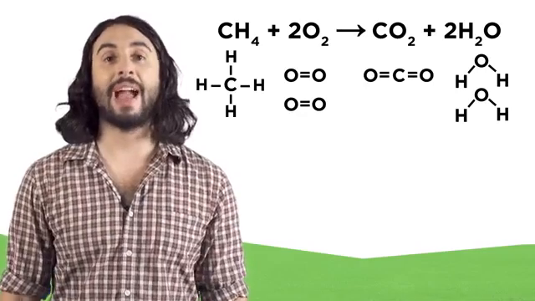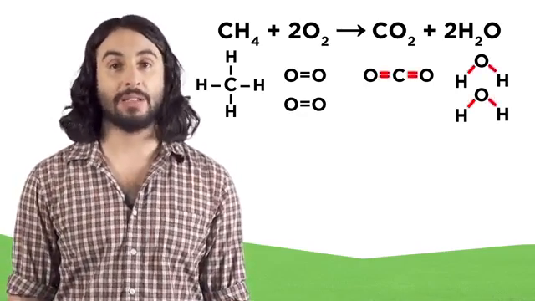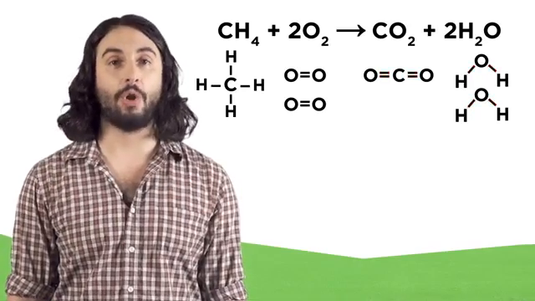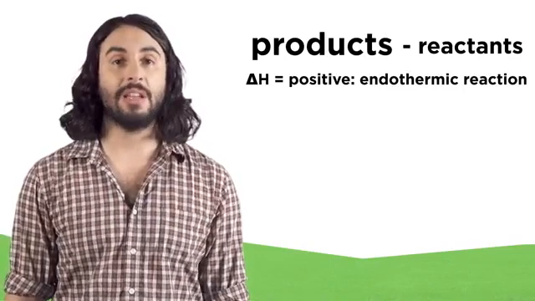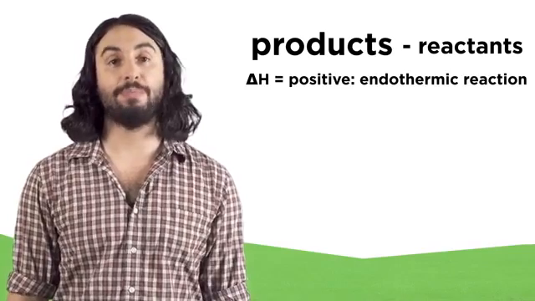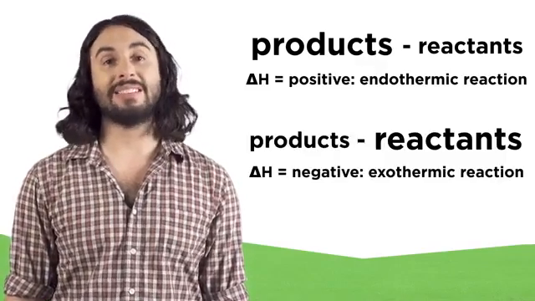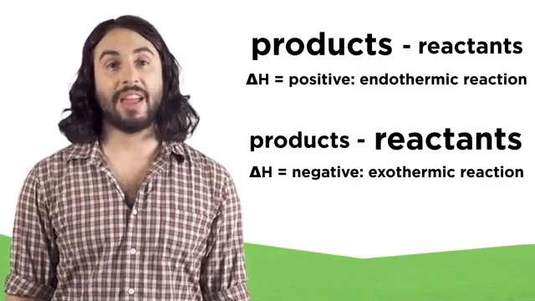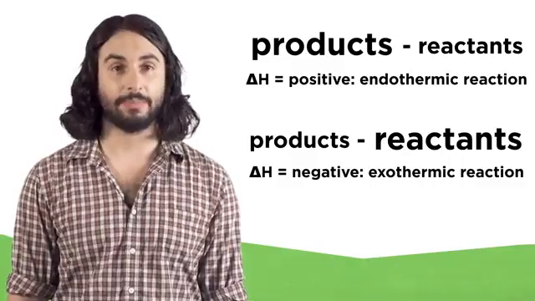For our purposes, we can think of the change in enthalpy as being the change in energy for the reaction, or the energy stored in all the bonds of the products minus the energy stored in all the bonds of the reactants. If there is more energy in the products, delta H will be positive, meaning the additional energy had to be provided, making it an endothermic reaction. If there is less energy in the products, then that additional energy was released, making it an exothermic reaction.